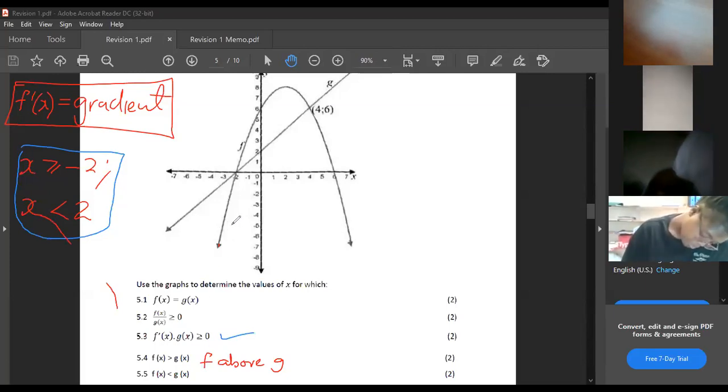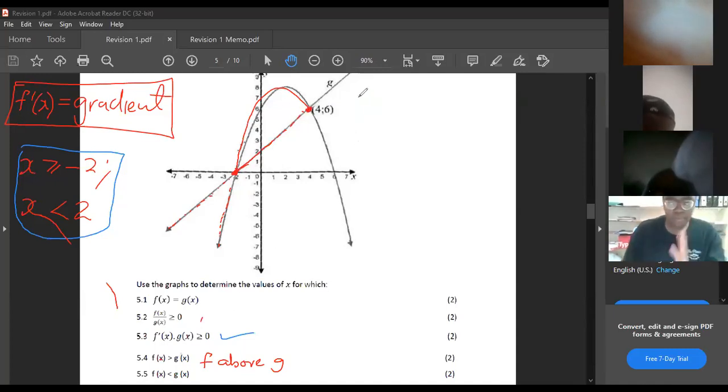Okay, so where do you find the graph of f above g? Do you notice that here is g above f? F is below. When I get here, they're equal, right? When I'm now moving this side, do you know that f is now above g? G is below, f is above. So between -2 and 4, f is above g.